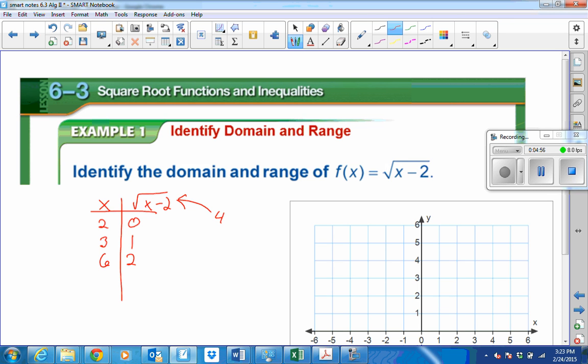So we're going to plot these points, (2, 0), (3, 1), (6, 2). And we have the same shape as our other function. It's just moved to the right 2 units. And this is what we talked about when we did quadratics. When it's within that function, we have the quantity x minus 2 that shifted it to the right 2 units. Nothing has changed about the shape of our parent function.